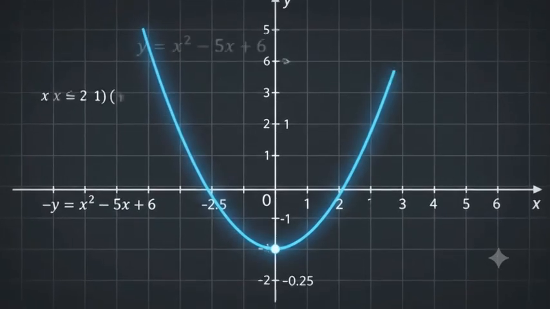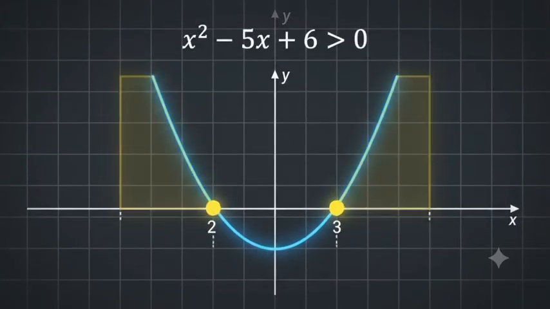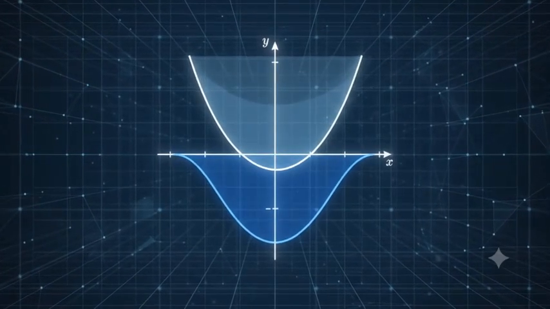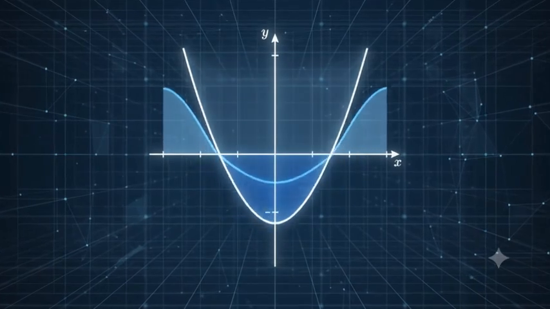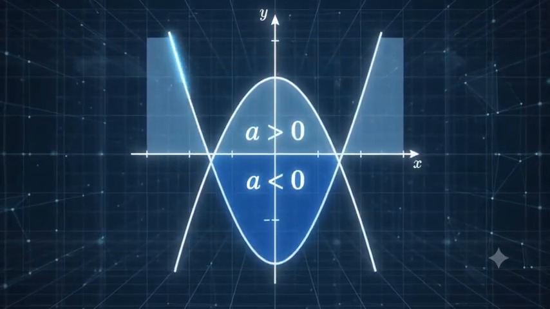We can also solve quadratic inequalities graphically. The solution to a greater than 0 inequality is found where the parabola lies above the x-axis. Remember that the sign of the coefficient of x squared determines whether the parabola opens upward or downward. This affects the regions where the quadratic is positive or negative.